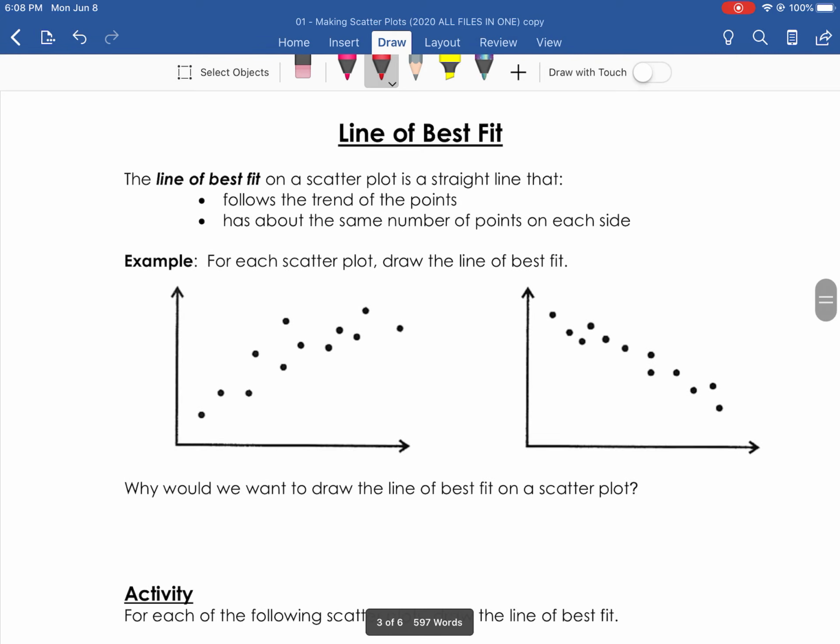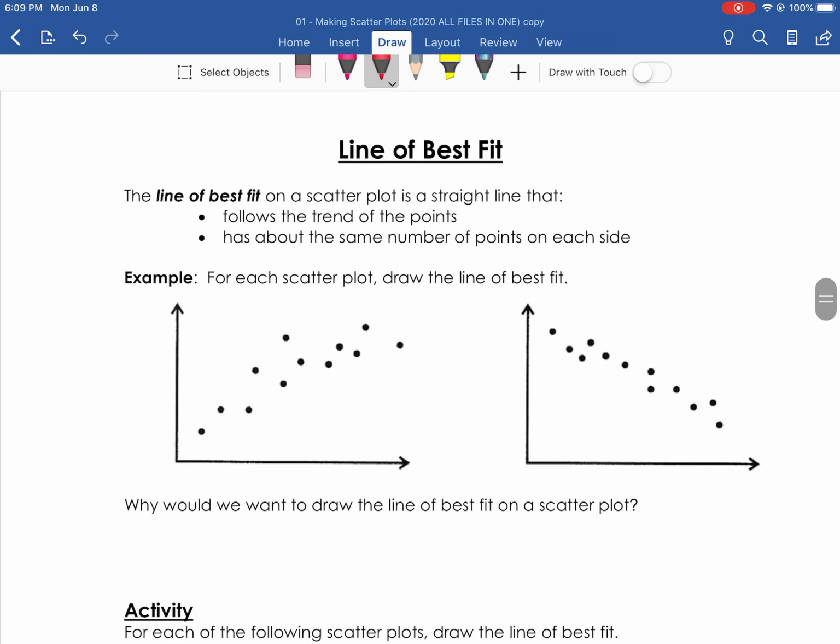Okay, next thing on our list to talk about is a line of best fit. A line of best fit on a scatter plot is a straight line that follows the trend of the points and has about the same number of points on each side. And I'm going to add another point here that I think is the most important. It can be used to make predictions. That's the important thing about a line of best fit.